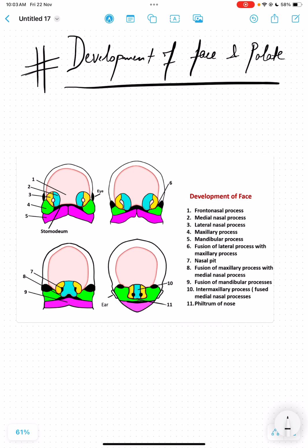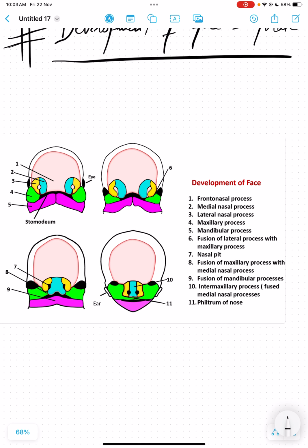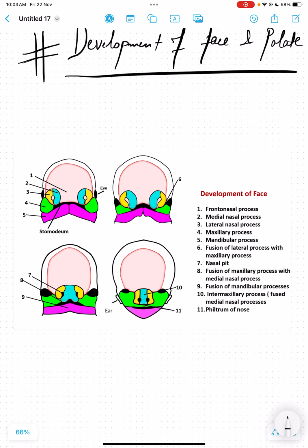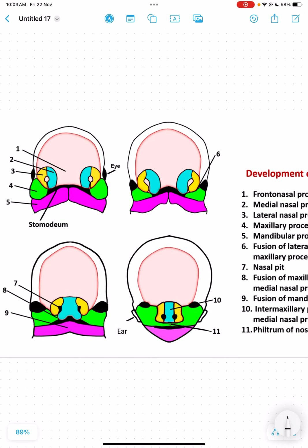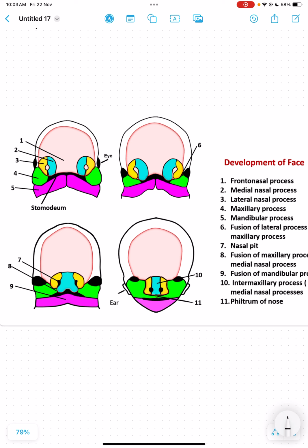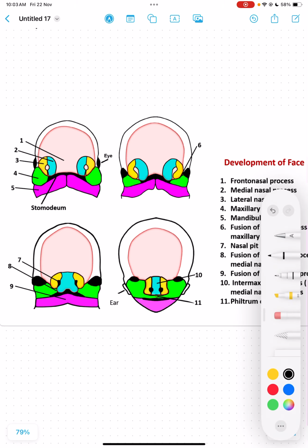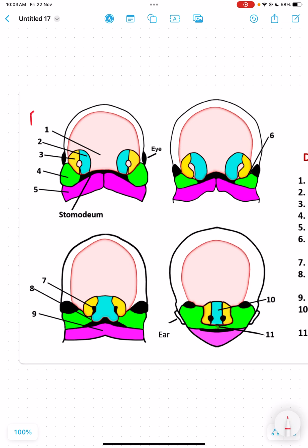Before beginning with development of face and palate, as all of you are watching this video, you will get to know the basics about the development of face and palate, as the picture has been inserted here in the video. First of all, we have to remember all these 11 names that are shown in the diagram. So let's begin. As per the labeling, point 1 is our frontonasal process.